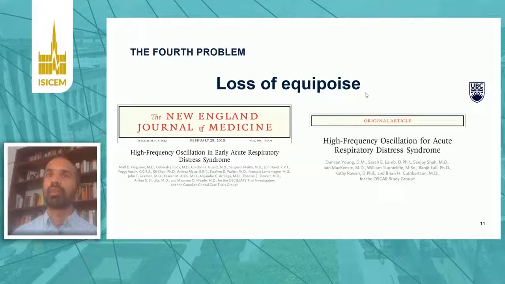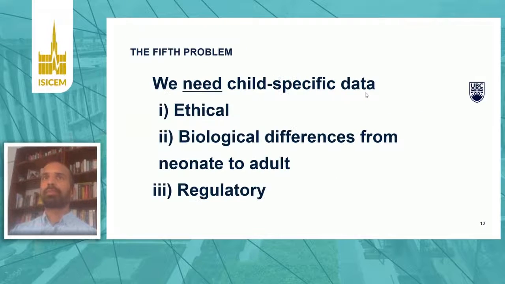Similarly, high frequency oscillation, for example, 8 years ago now, the OSCAR and OSCILLATE studies have emerged in pediatrics. Do we still have equipoise to study this or implement this? And studies are ongoing with this exact question, but with challenges as it relates to equipoise. And the fifth problem, I think this is fundamental, is that we need child-specific data from an ethical perspective, from the biological differences that's discussed, and obviously from a regulatory perspective.